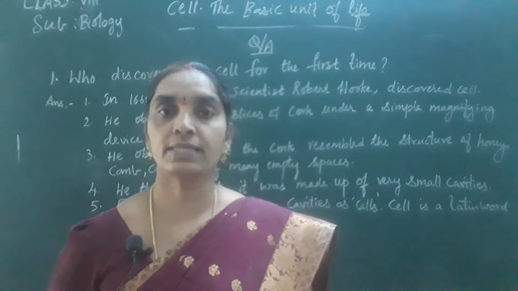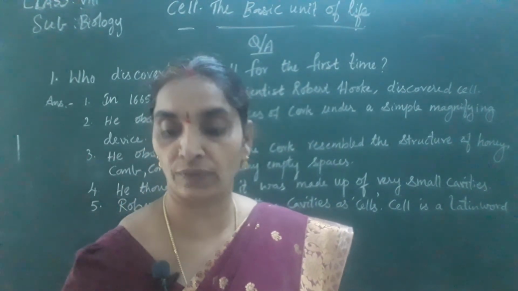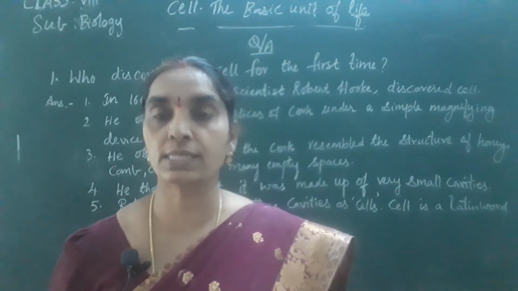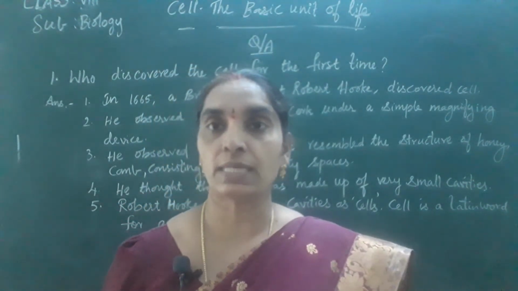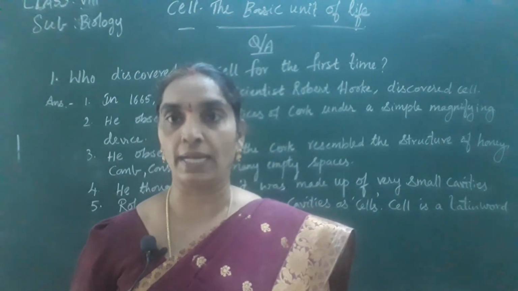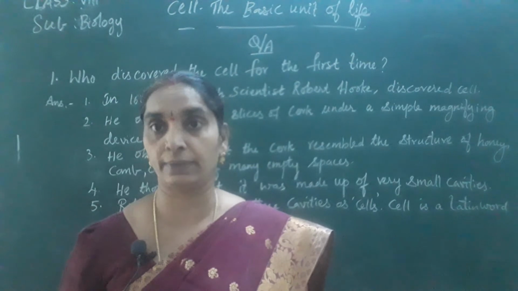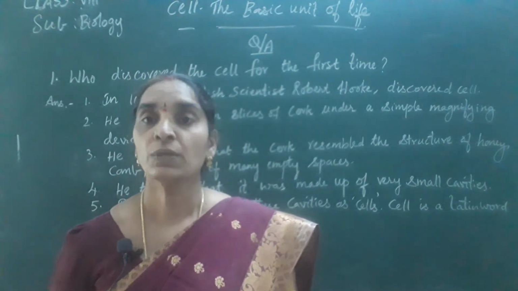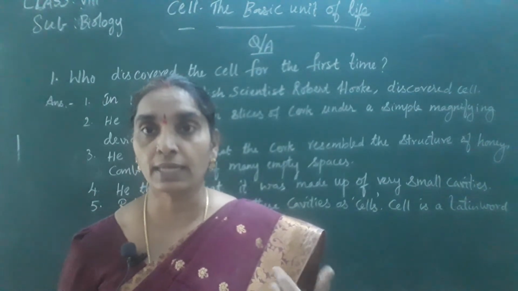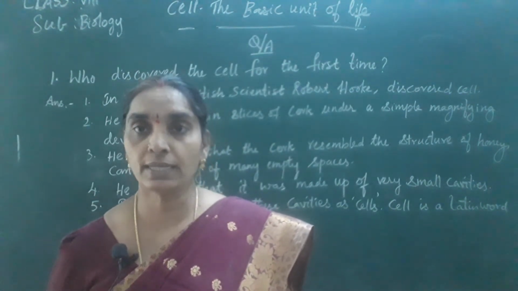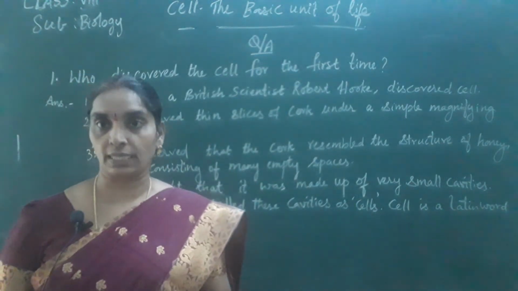Children, now in this question, who discovered the cell for the first time? You know very well that the cell was discovered by Robert Hooke in 1665, while he was observing the cork cells of the oak plantation under his magnifying device, which was a simple one. He observed the honeycomb structure.